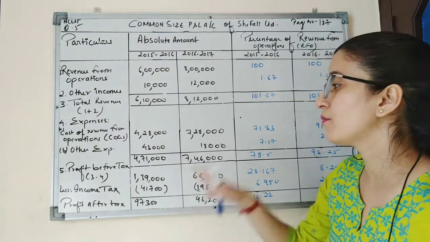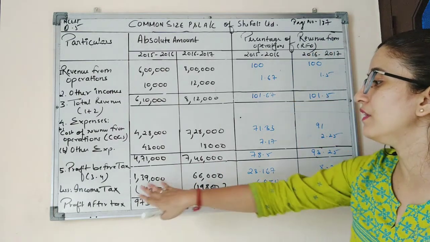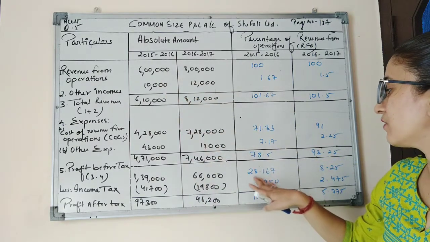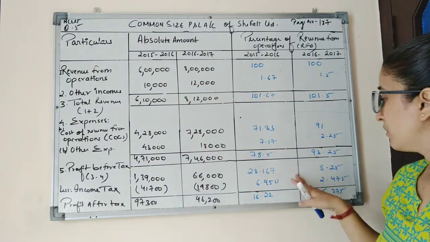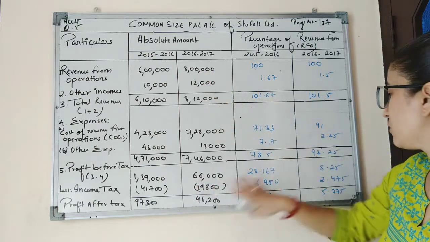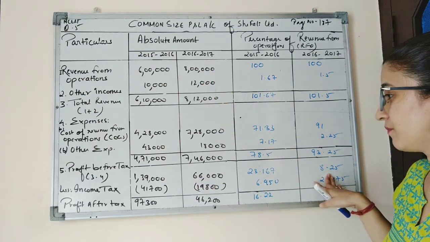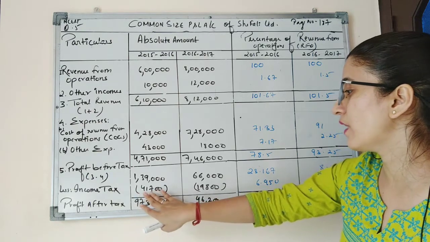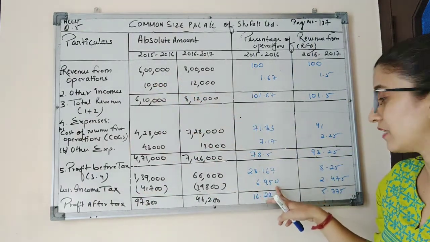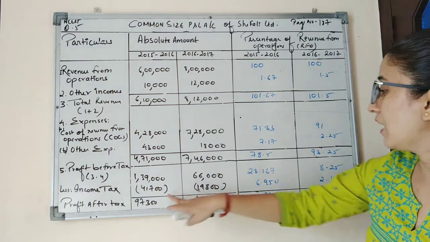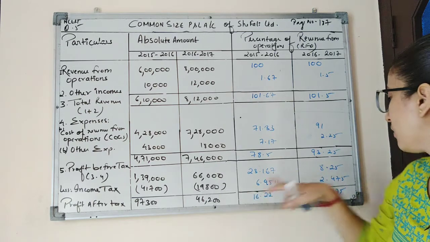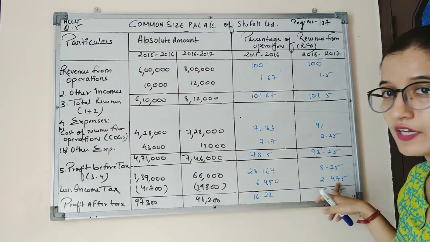Now to calculate the profit before tax also, we will divide 1,39,000 by 6 lakh into 100, we will get 23.167%, and 66,000 divided by 8 lakh into 100, 8.25%. In the same way, 41,700 divided by 6 lakh into 100, 6.950%, and 19,800 divided by 8 lakh into 100, we will get 2.475%.